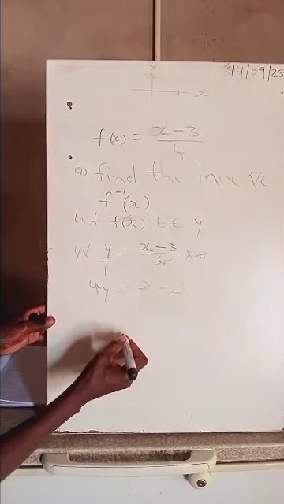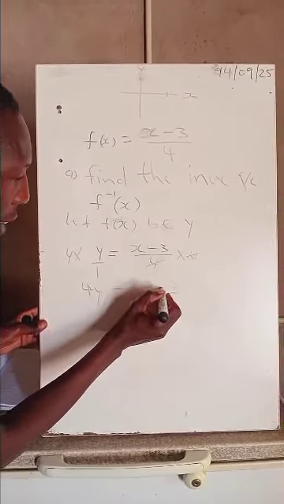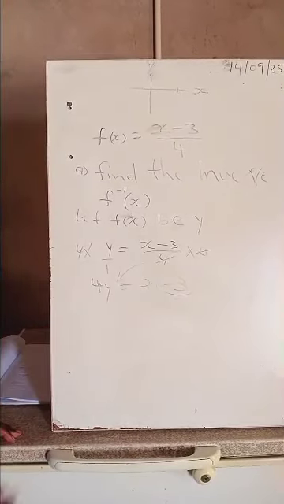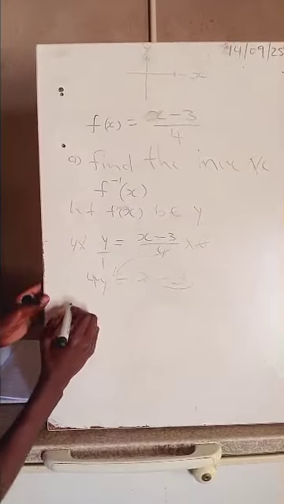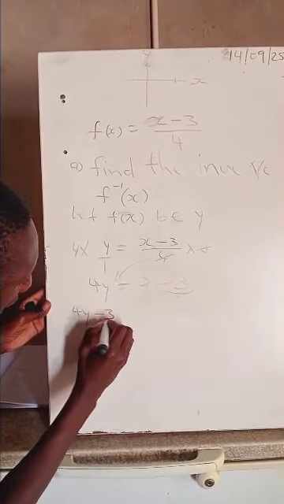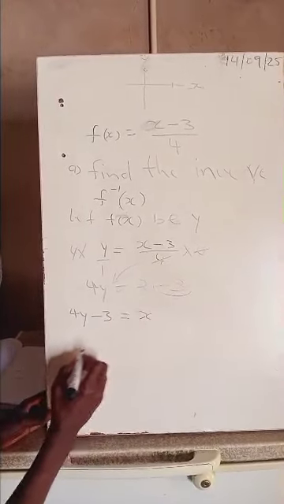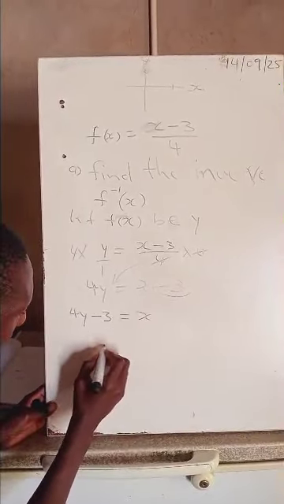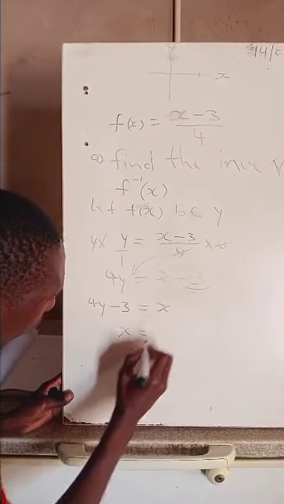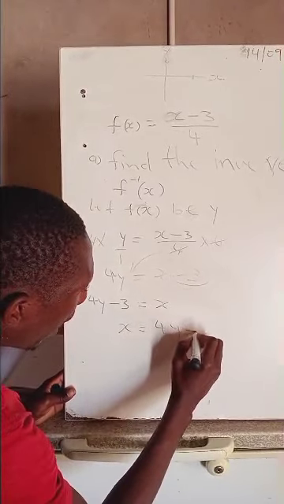So now we are going to collect the right terms. We have to move this negative 3 to the other side of the equation. Therefore 4y plus 3 is equal to x. So x is equal to 4y plus 3.